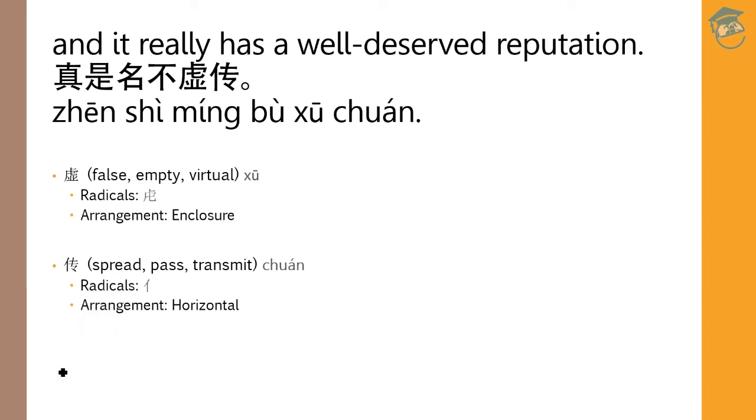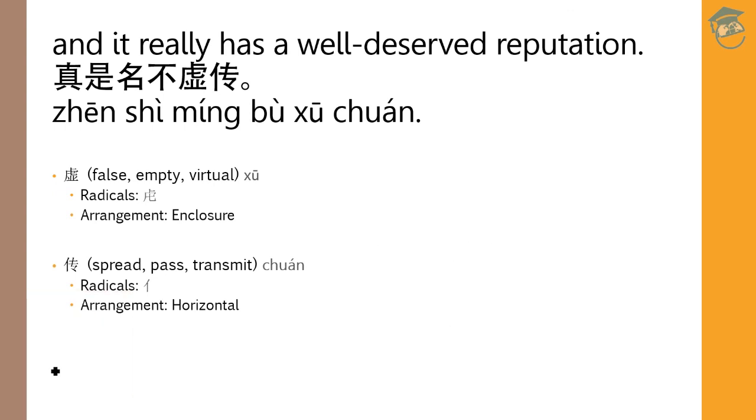The next word is 传. 传 means spread, pass, or transmit. Okay, again, I'll explain why I'm using this word in this context in a minute. This is the pinyin 传, and then the radical is this one. What's on the left there? The arrangement is horizontal because you have left and right components. Let's look at how to write 传. 1 2 3 4 5 6. Okay, 6 strokes for this word 传.